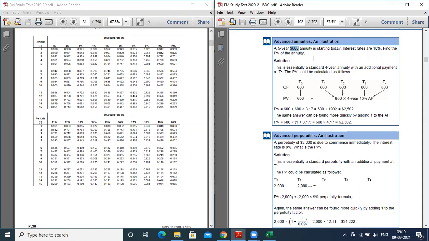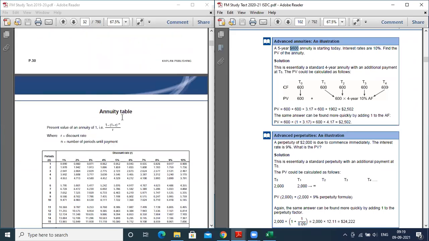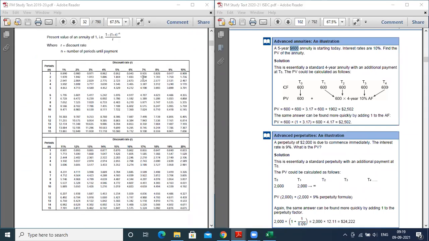I hope the first point is clear. Because the cash flow is starting immediately, we should not convert this 600 into present value. This is point number one, which you need to remember. Is it clear? Now, the remaining 4 years, every year we are receiving 600. Because the cash flows are the same, every year 600 only, just open your annuity table.